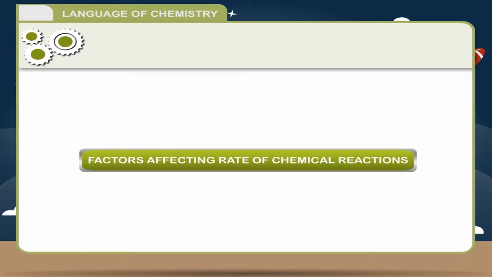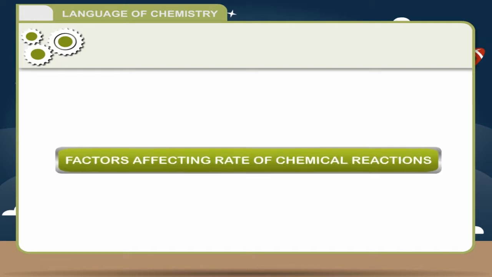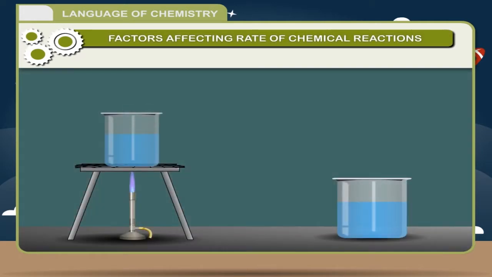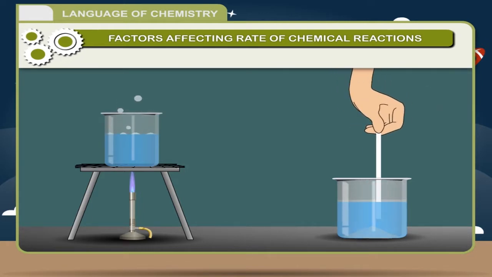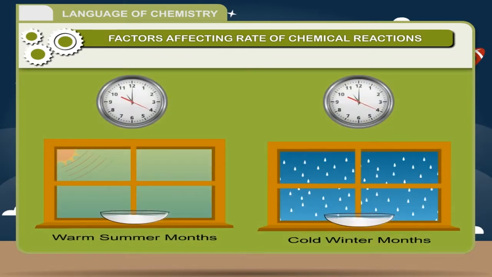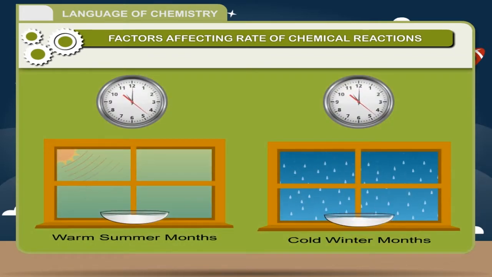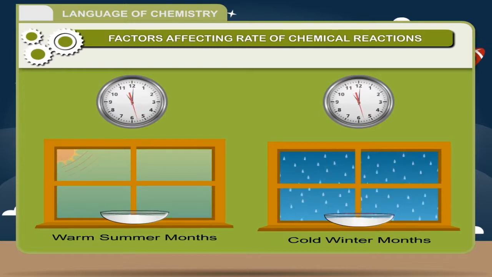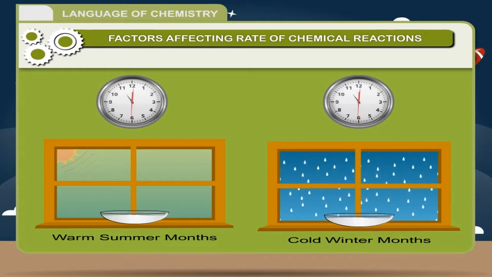Factors affecting rate of chemical reactions. Chemicals are always combining or breaking down. The reactions happen over and over, but not always at the same speed. A few things affect the overall speed of the reaction. For example, you may have noticed that making of curd from milk takes a longer time in cold winter months as compared to warm summer months.